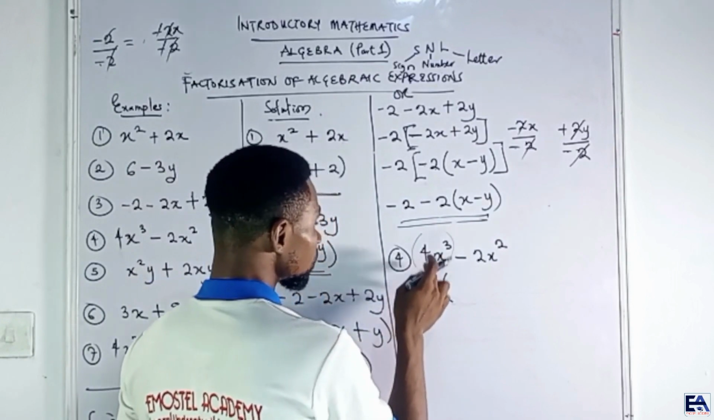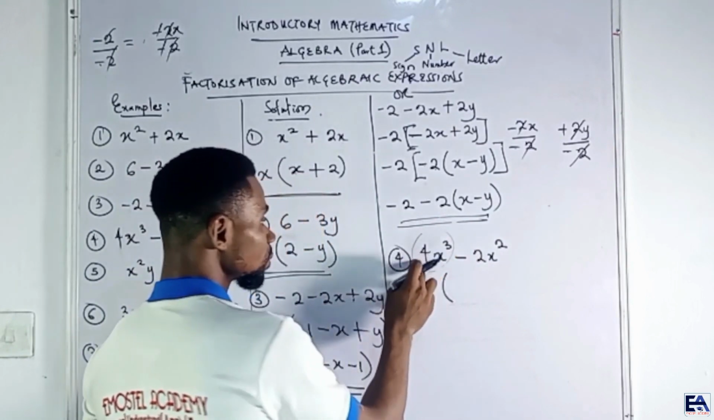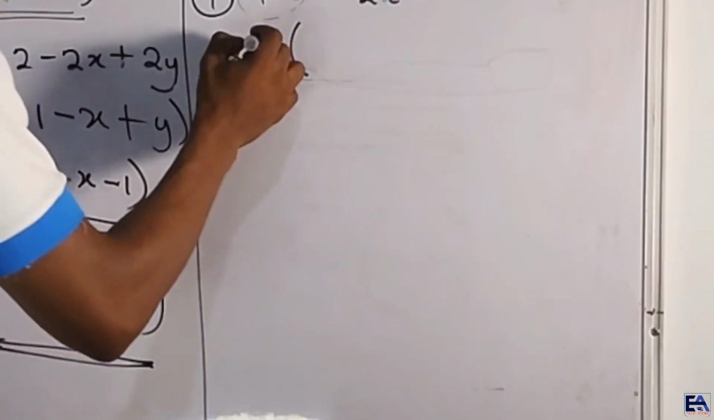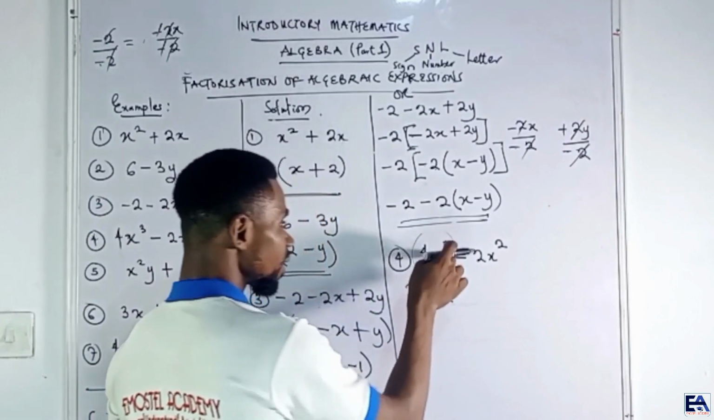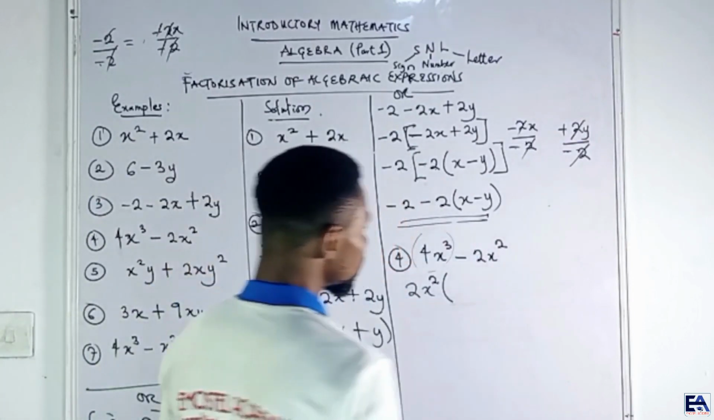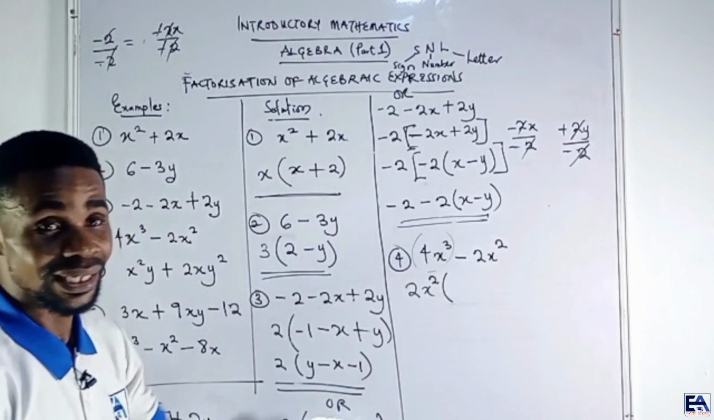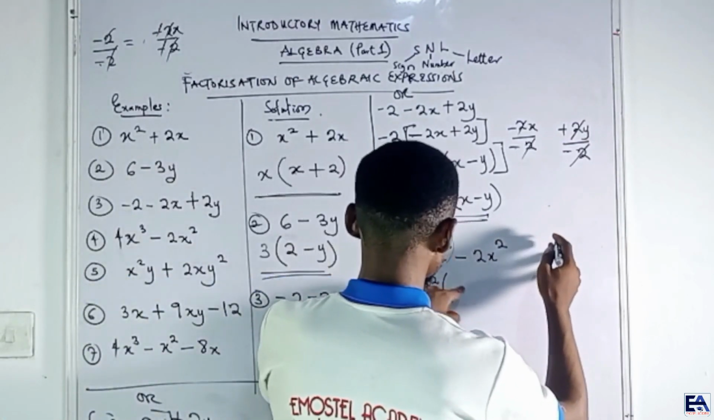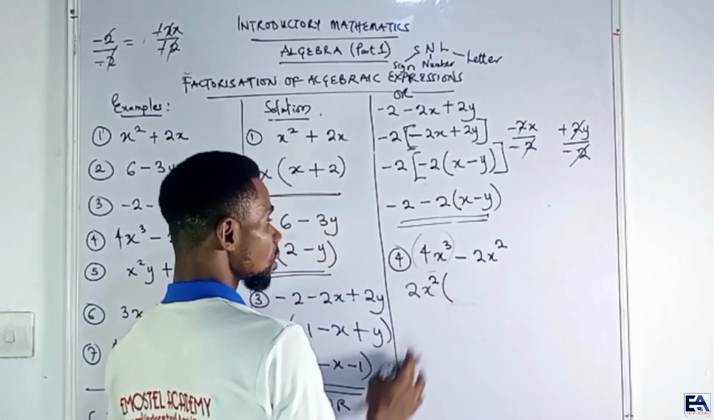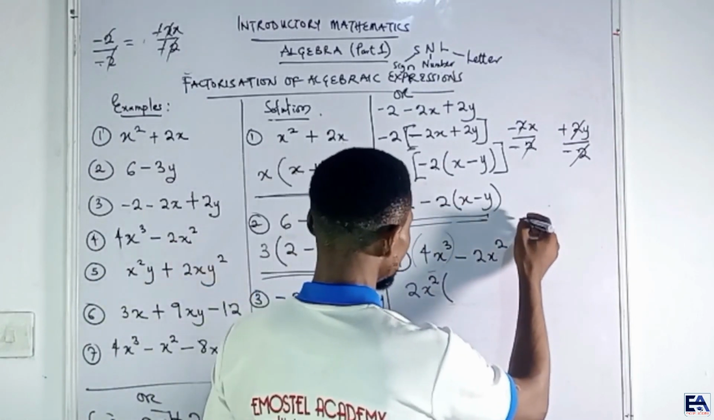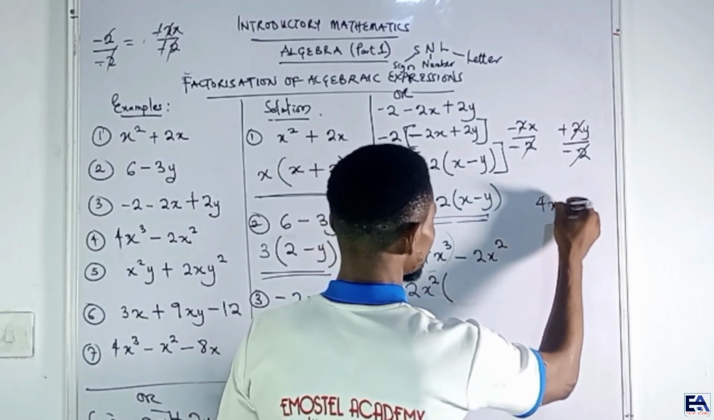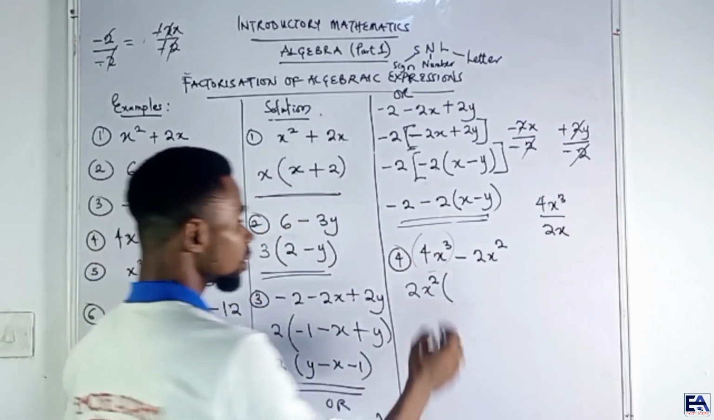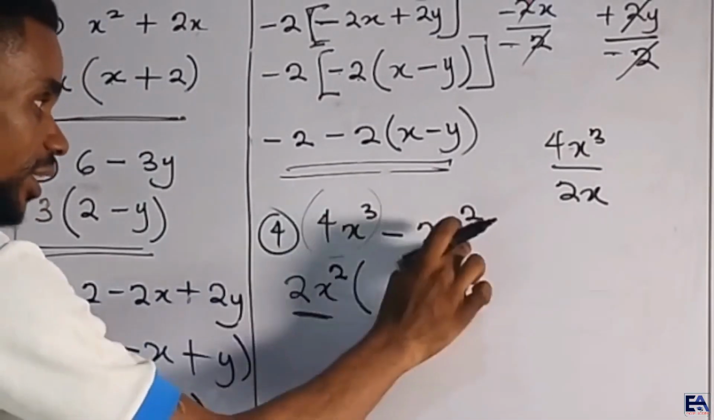In terms of sign, positive goes. In terms of numbers, 2 can go here, 2 can go here. In terms of letters, x squared can go here, and then x squared can go here too, as the highest common factor. So we are going to consider that. So we put 2x squared, then 4x cubed divided by 2x squared. This 2x squared here, use it to divide each of the two terms.